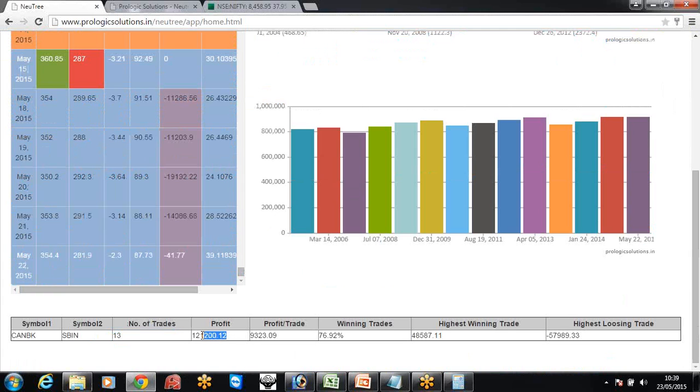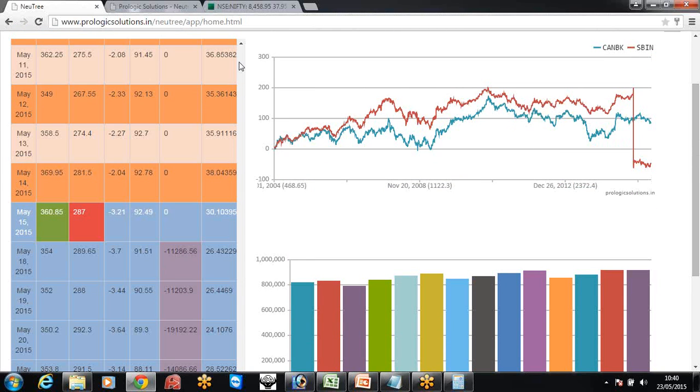The profit is 1,21,000. So profit per trade is an average. There are some trades which would have given you more profit and some less. And winning trades. Now let me just show you these winning trades. Roughly around 77% are winning trades here. The highest winning trade is 48, the highest losing trade is 57,000, which will not actually be this figure. I will show you why, because there has been a split.